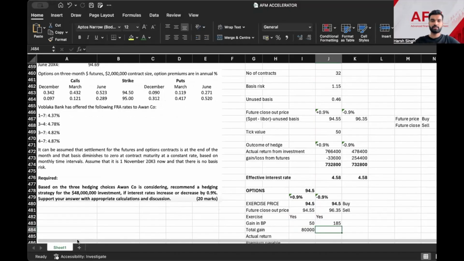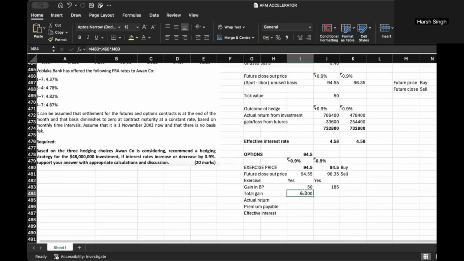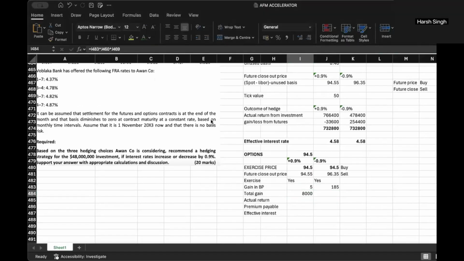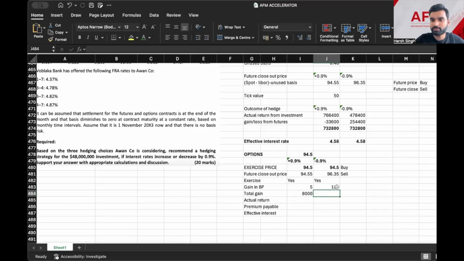So guys, just to check, did I make a mistake over here? Gain in basis point, that should be 5. Why did I write down 50? Okay, fine. Now we have to find out the gain over here in 185.